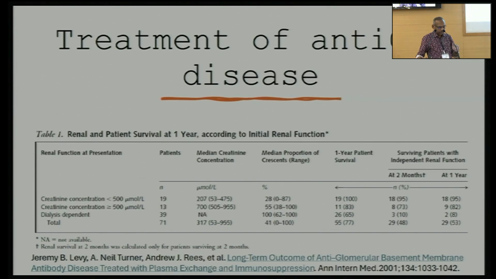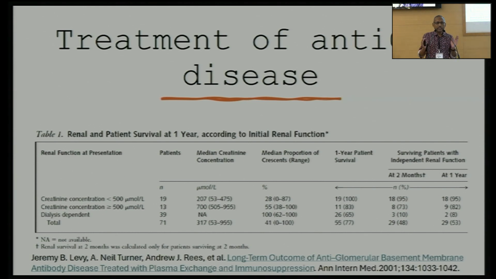So this was a retrospective series they published over the last 25 years. In 25 years, they saw 71 cases of anti-GBM disease, and they stratified this into creatinine less than 500 and more than 500. You can see that it's not that much different. At 1 year, there is 95% renal survival in less than 500, about 80% in more than 500. And when they followed up these patients for over 20 years, this came down to around 75% at 20 years, and this came down to 60%.